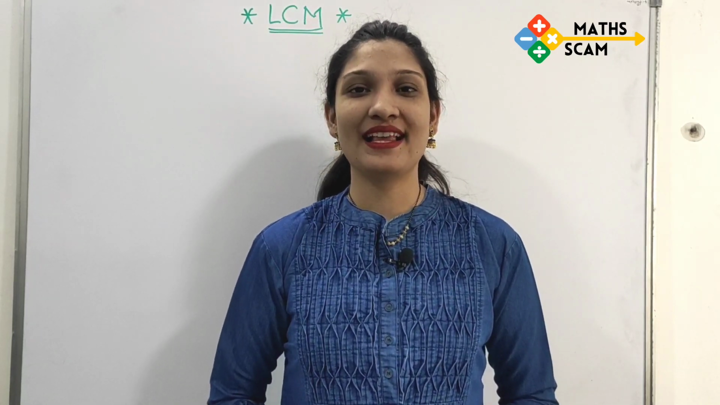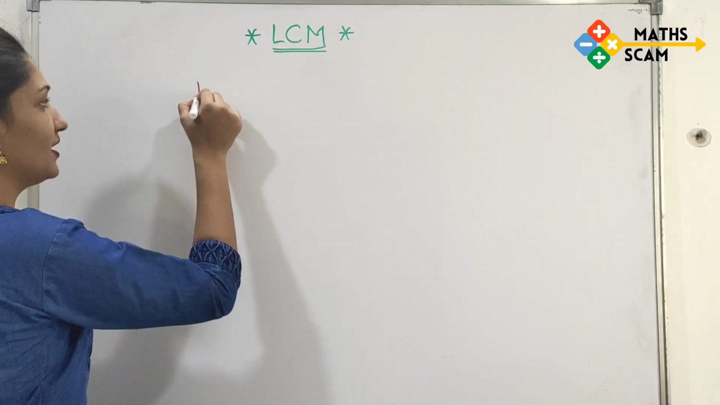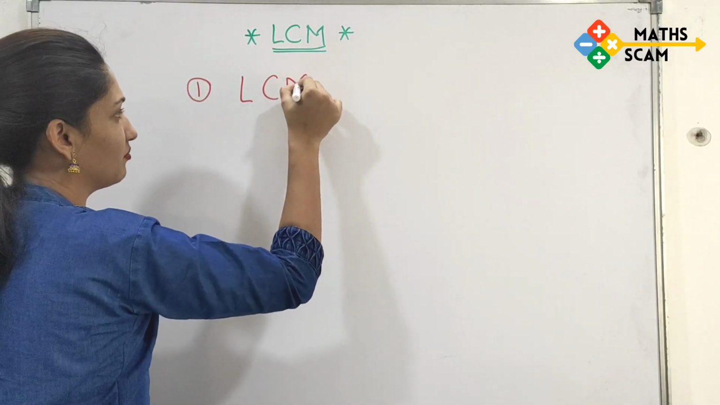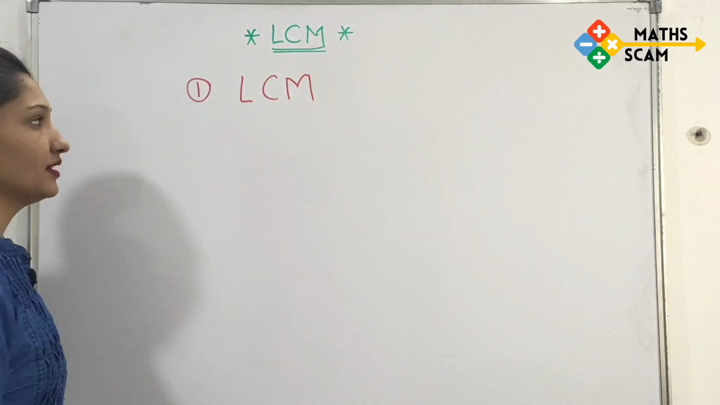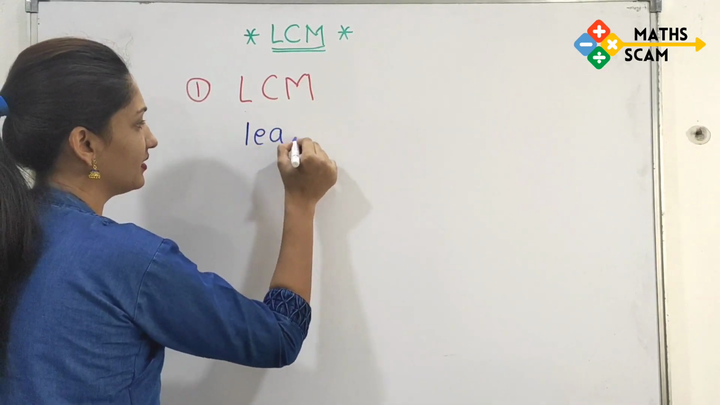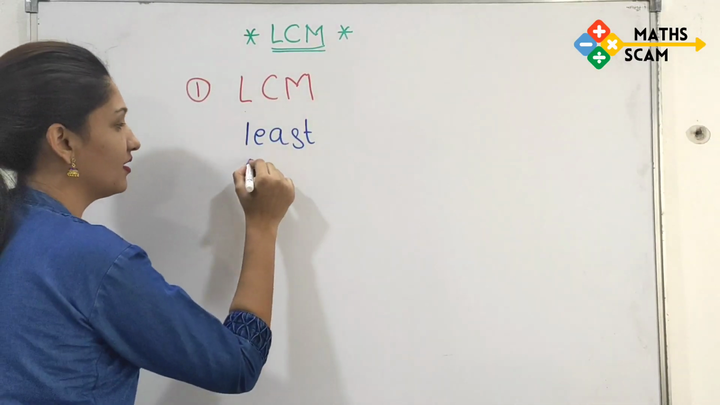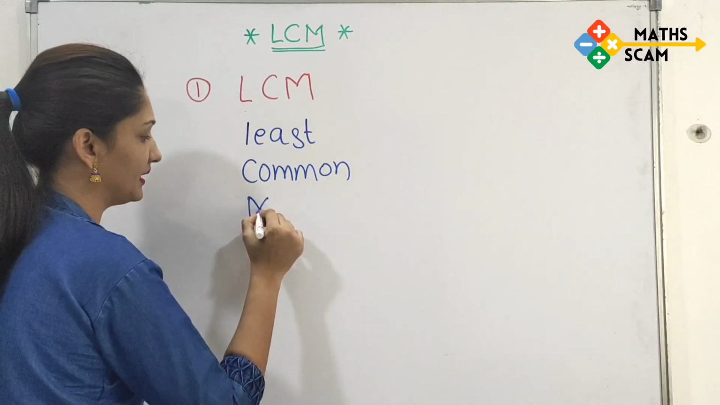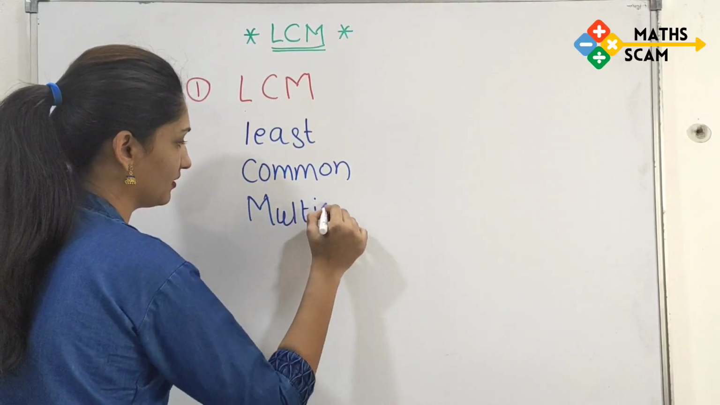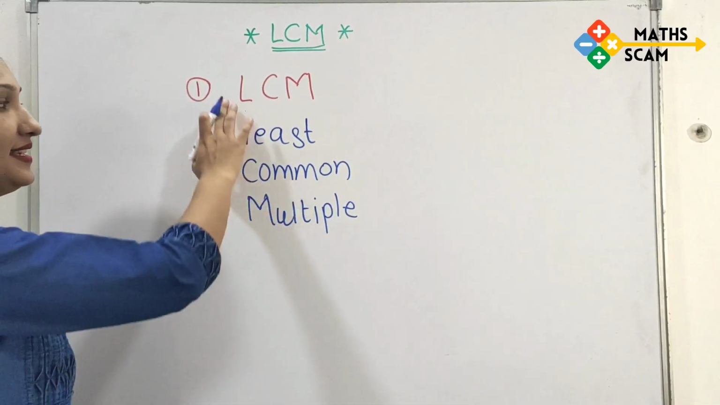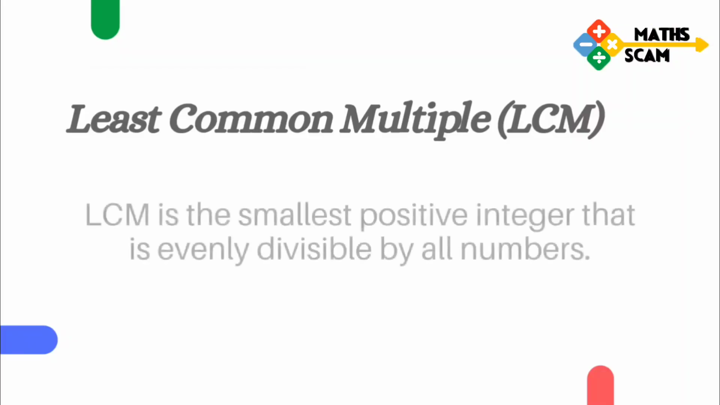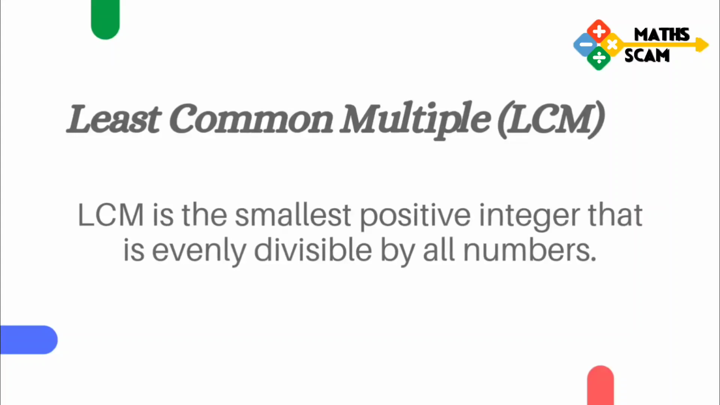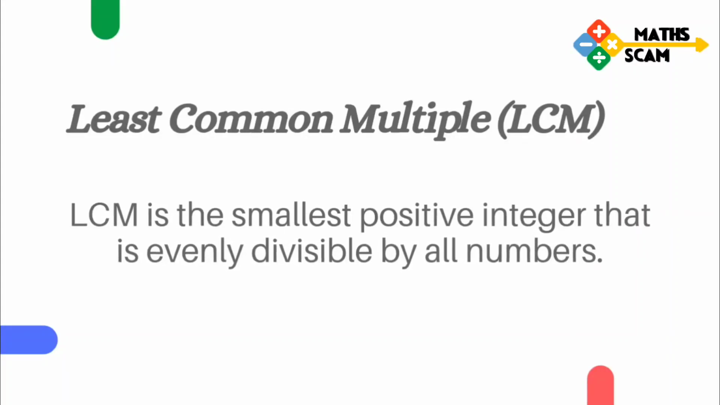So today our topic is LCM and three methods of LCM. First, we'll see what is LCM. What is the full form of LCM? L stands for least, C stands for common, and M stands for multiple. So LCM is least common multiple. Least common multiple means LCM is a method to find the smallest common multiple between any two or more numbers.